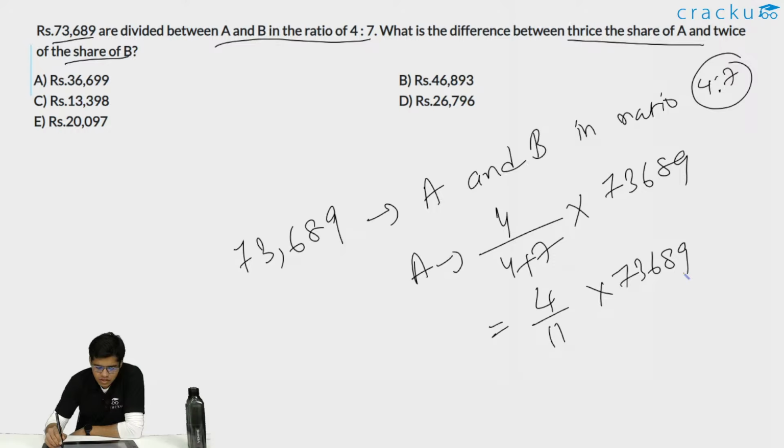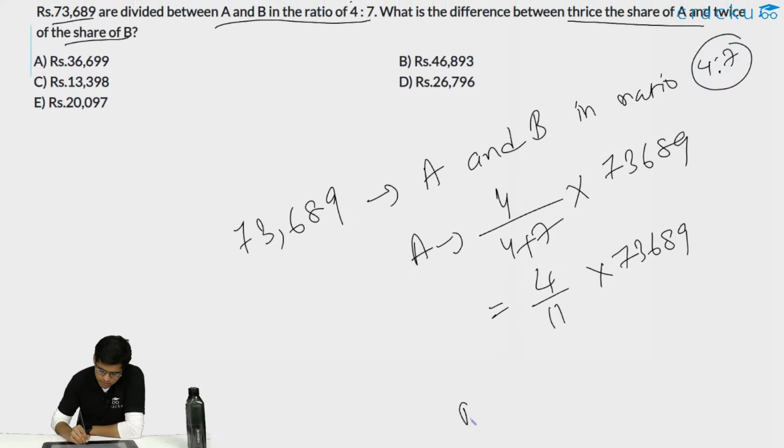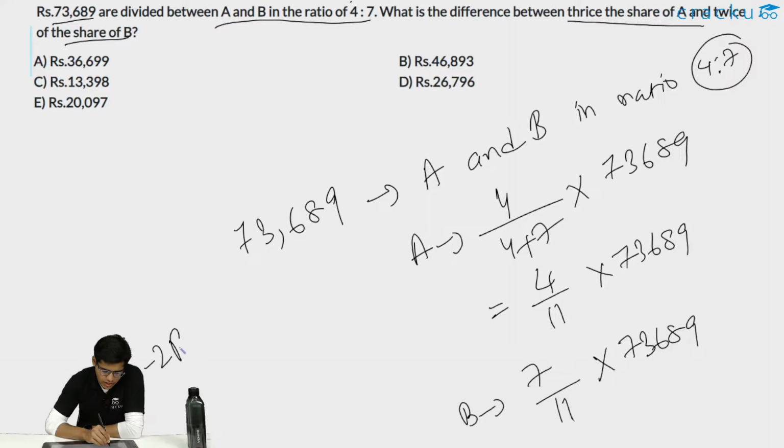Share of A and B is in the ratio 4:7. So the total share will be what? 11. Out of 11 parts, 4 parts A has got. So share of A is 4 by 11 into 73689. Similarly, share of B will be what? Out of 11 parts, 7 parts B has got. So it's 7 by 11 into 73689. We need to find the difference between thrice of A and twice the share of B.